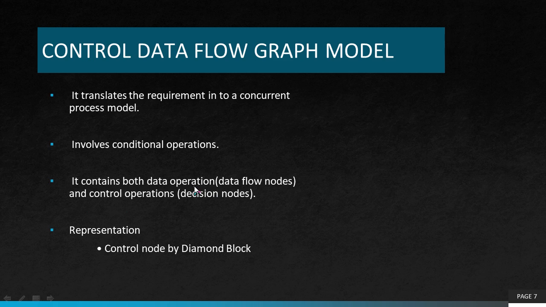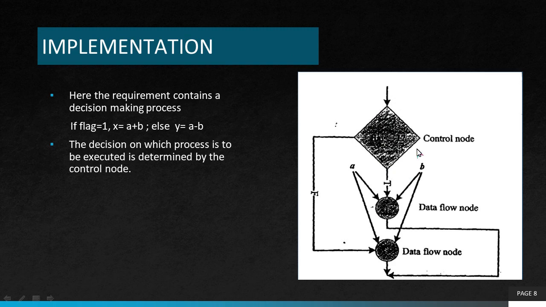Data operations, as the previous graph, there will be data flow nodes in control data flow model also. But extra, there is a control operations, which is known as decision nodes. So there will be decision nodes and data flow nodes. Then the representation. The process is represented as blocks, and data flow is represented as arrows, as the above graph. Here the extra one is the control node. So control node is represented by diamond block, like this diamond block.